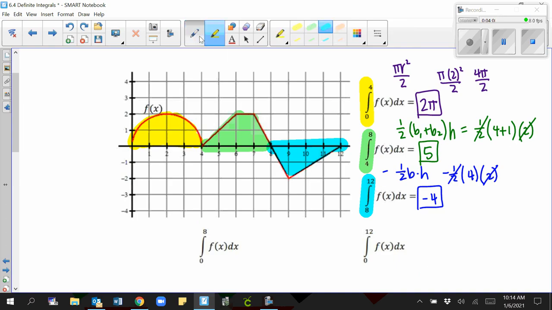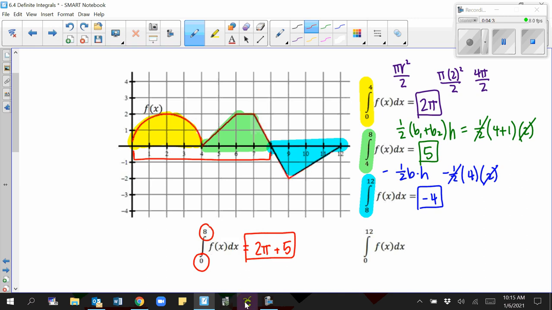Okay, the next one that we are looking at goes from 0 to 8. So from 0 all the way over here to 8 is going to be the semicircle and the trapezoid. So I'm just going to take those and add them together. So it's just going to be the 2 pi area for the semicircle and the 5 area for the trapezoid. So 2 pi plus 5. I can't simplify that anymore.